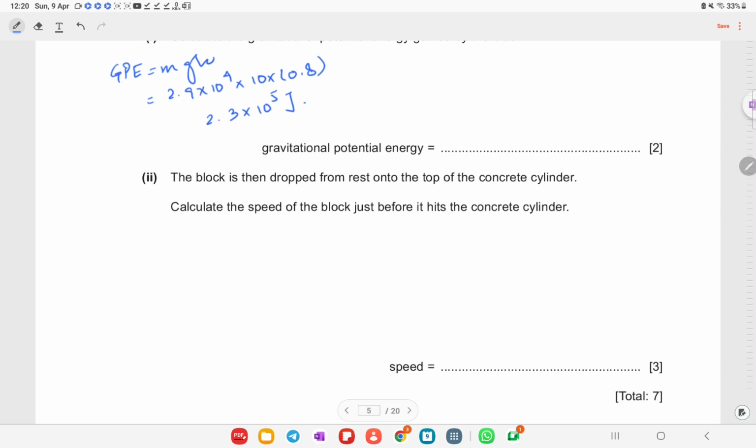The block is then dropped from rest onto the top of the concrete cylinder. Calculate the speed of the block just before hitting it.